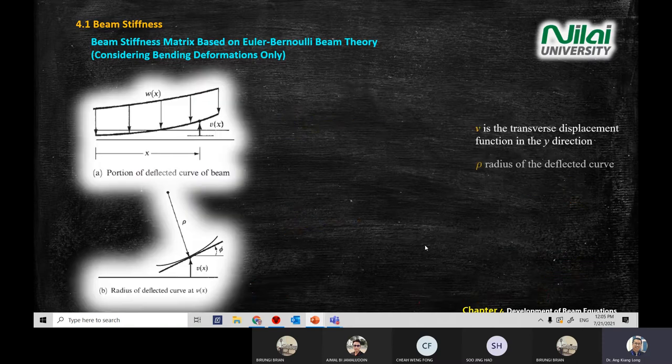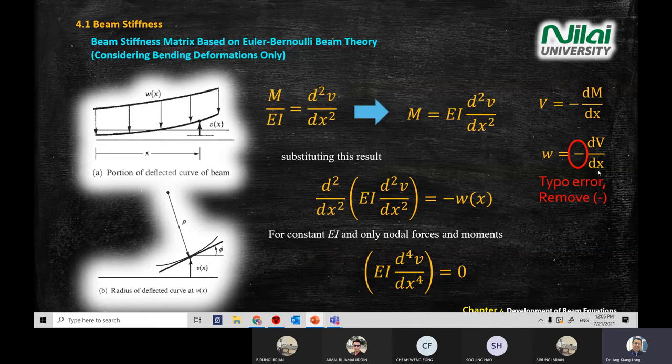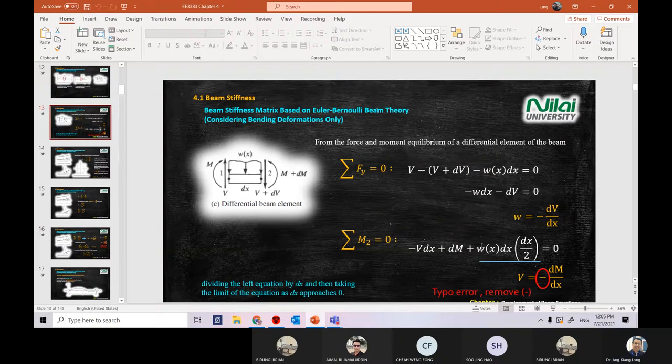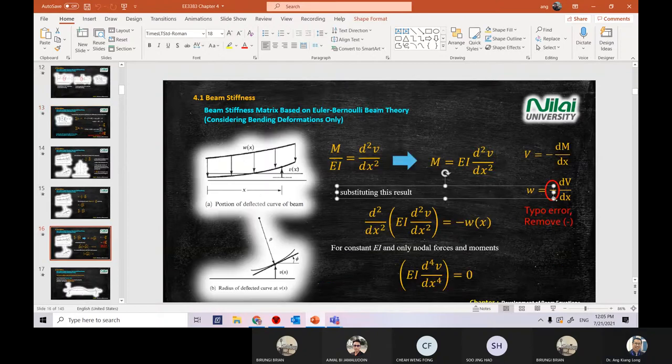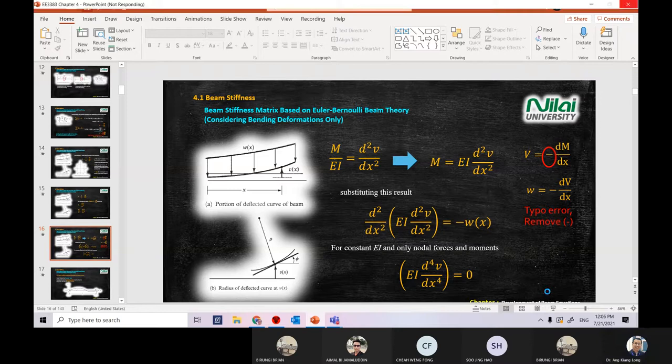Same with the other slides: if you see the V and W, there's a typo error in the equation also. I think I highlighted the wrong one. It's V, not W. The W one is correct. Okay, it's V. So let me save the slides. Give me another 5 seconds for the document to save.